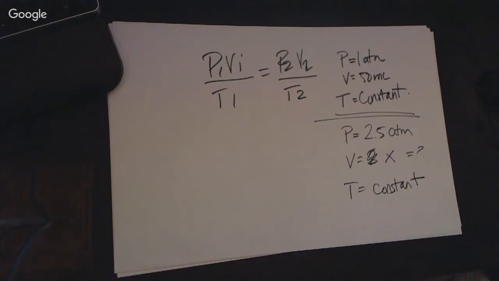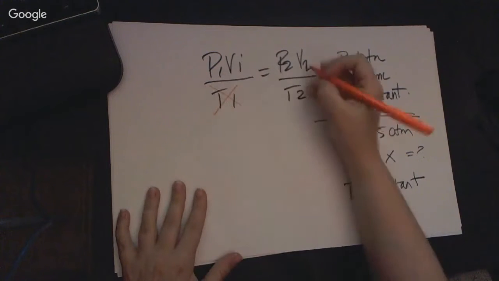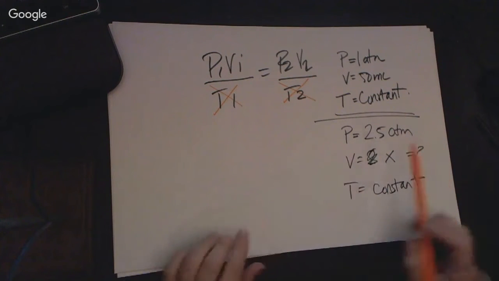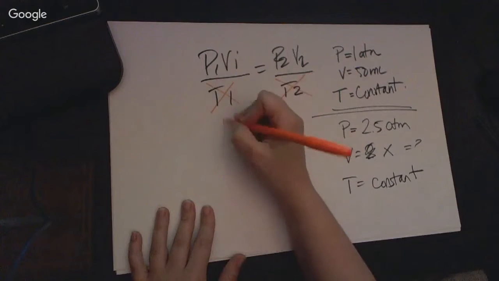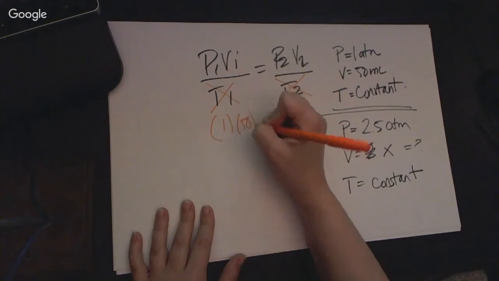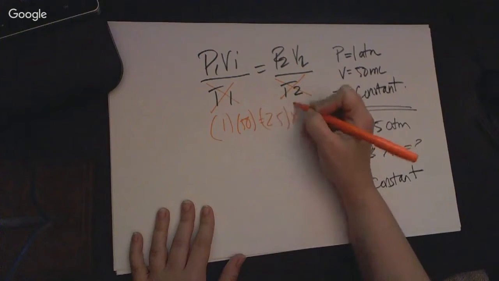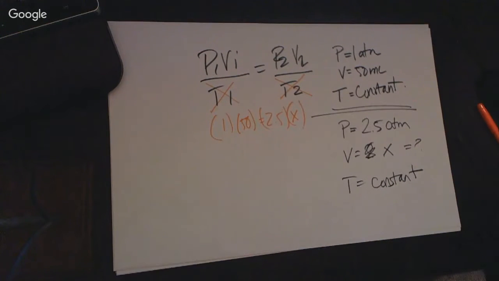If the temperature is being held constant, you can cross off your temperatures and just use the equation to plug it in. Now, you would just put in your information. So pressure 1 is 1 atmosphere, volume 1 is 50 milliliters, then your pressure 2 is 2.5, solve for X, it's algebra. We're not going to go over that. We're just going to move on.